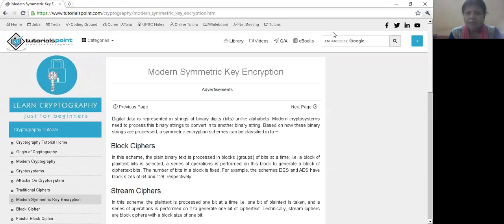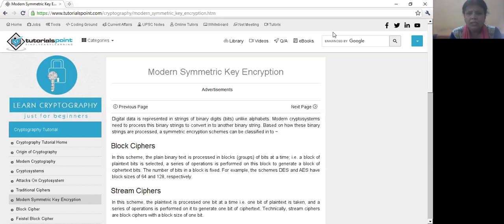In a block cipher, the plain binary text is processed in blocks. We make a block of plain text bits and perform operations on it to generate a block of ciphertext bits. The number of bits in a block is fixed. For example, DES uses a block size of 64 bits, whereas AES uses a block size of 128 bits.